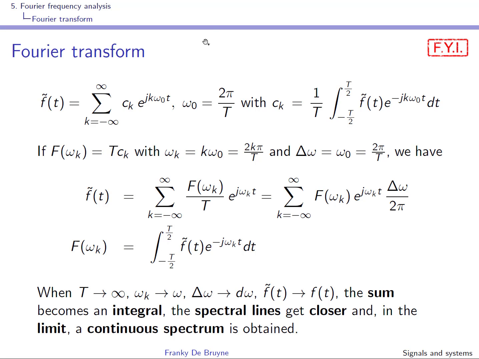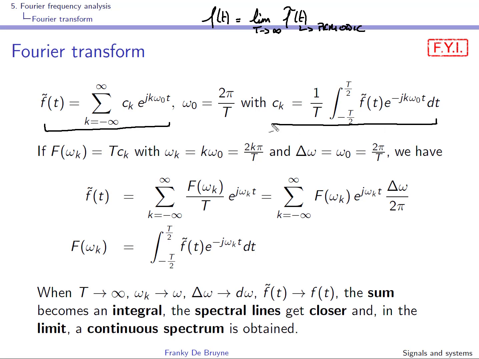The idea here is to write the following. f of t is the limit of a periodic function, so this function is periodic, and we'll let the period tend to infinity. Okay, so f of t is aperiodic, and we write it as the limit when the period tends to infinity of a periodic function. So if f tilde is periodic, we've seen in the previous video that you can write the Fourier series representation. Omega 0, that's the fundamental, and here you can compute also the Fourier coefficients.